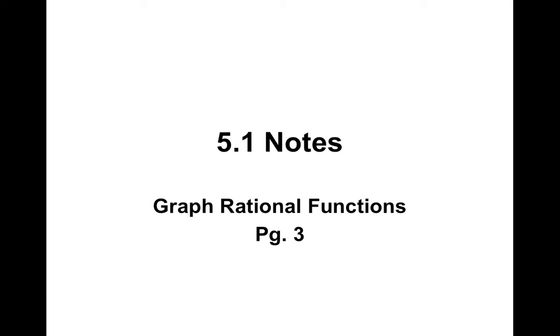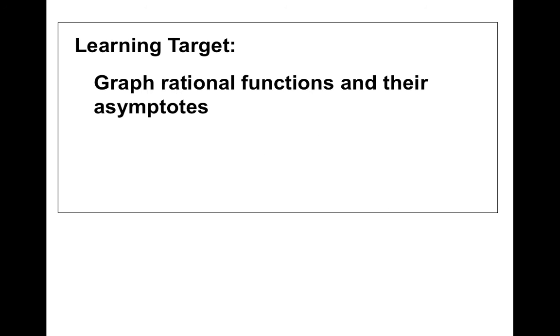So today we're doing 5.1. We are going to graph rational functions and their asymptotes. Hopefully you remember from last year, an asymptote is a line that a graph approaches but never crosses.